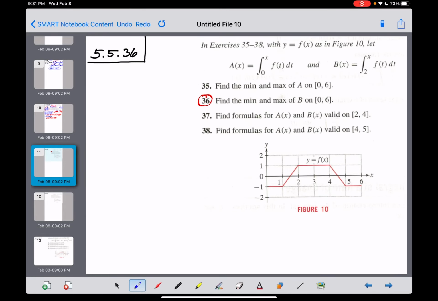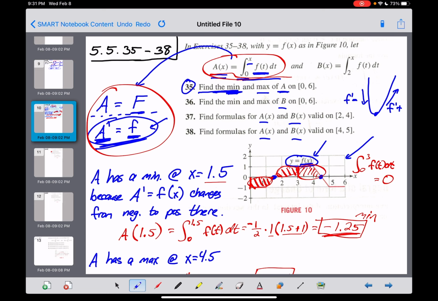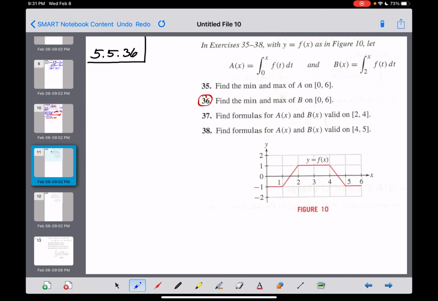Okay, 36 is going to go pretty quickly if you watch the video on problem number 35. The concepts are exactly the same here. In this case, b is defined as the integral from 2 to x. So we're actually starting at this value right here, but the concept is still the same, guys. Capital B is an antiderivative of f.